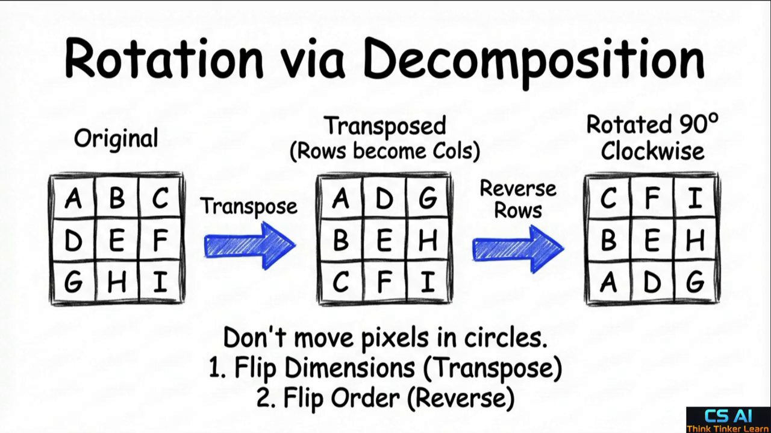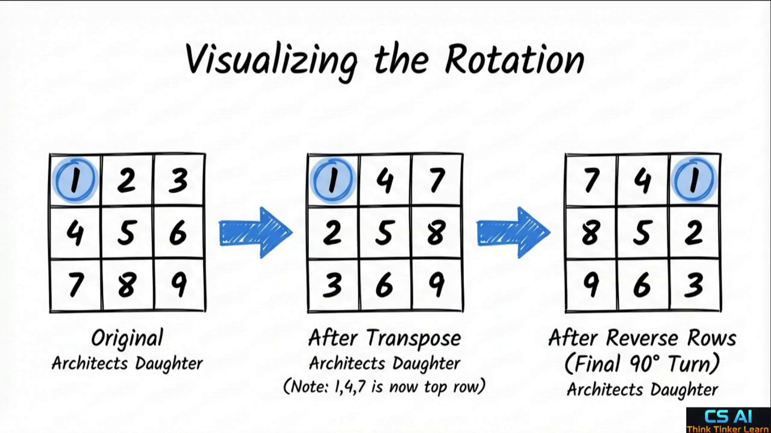By decomposing the rotation into two fundamental, easy to code movements, you eliminate 90% of the potential for bugs. This is a favorite trick for solving Rotate Image on LeetCode in record time. Let's visualize that decomposition to prove it works. Look at the number 1 in the top left corner of our original grid. After transpose, the rows become columns. The 1 is still in the corner, but the 2 and 3 that were next to it are now below it. Notice that the diagonal 1, 5, 9 stayed exactly where it was.